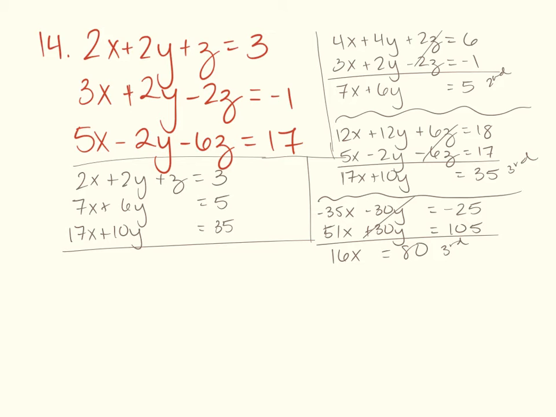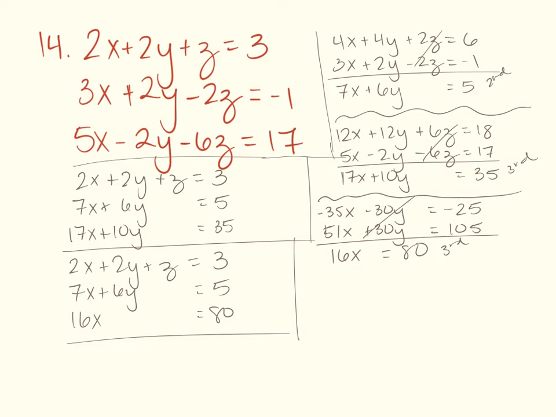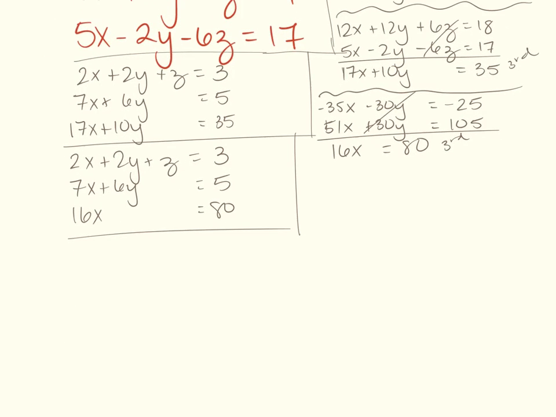So I'm going to then plug that in. So I get 2x plus 2y plus z equals 3, 7x plus 6y equals 5, and 16x equals 80. I now have the triangular system that I desire, right? So I'm going to solve for x first in that third equation. I'm going to divide both sides by 16, and I get x is equal to 5.